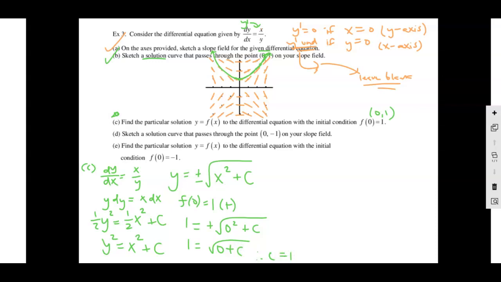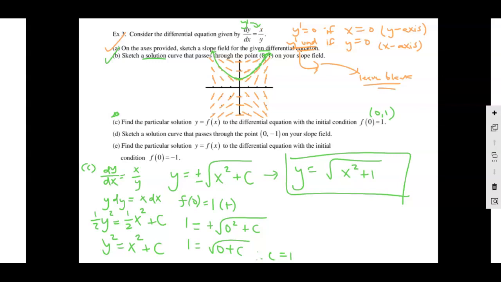Okay, so that's great. We got the equation for this blue curve. Let's plug it in. The general solution was plus or minus, but now in particular, the one that's going to go through the point 0, 1 is not plus or minus, it's just going to be the positive root, and then it was x squared plus 1. So that would be the equation for the green graph we have going through the slope field.